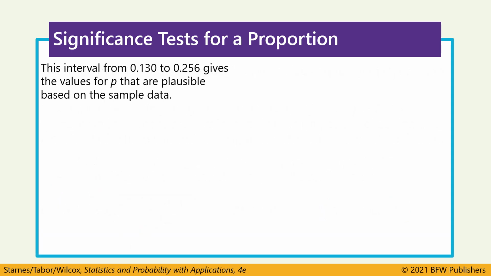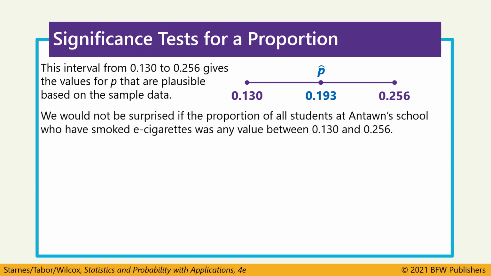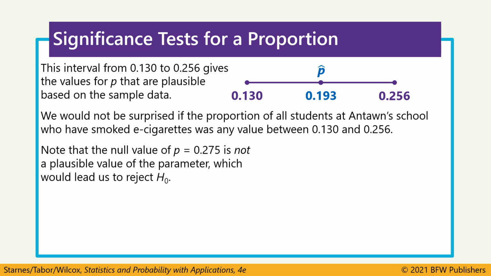As a reminder, this is giving us the plausible values for the proportion of students at his school that have smoked an e-cigarette. So somewhere in the range of 13% to 25.6%. And this confidence interval is just going to confirm what we found in our hypothesis test. Our hypothesis test was saying that proportion was equal to 0.275, and we see that 0.275 is not included in this interval. So based on this interval, we would reject this null hypothesis.